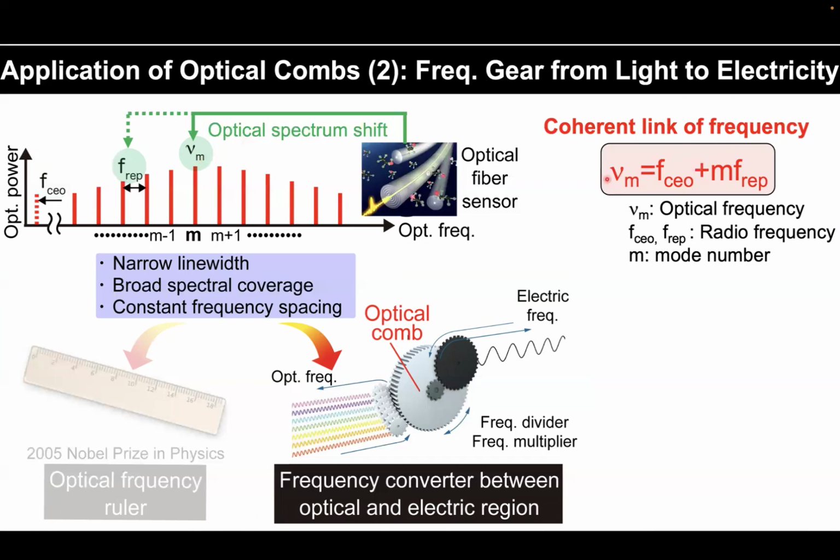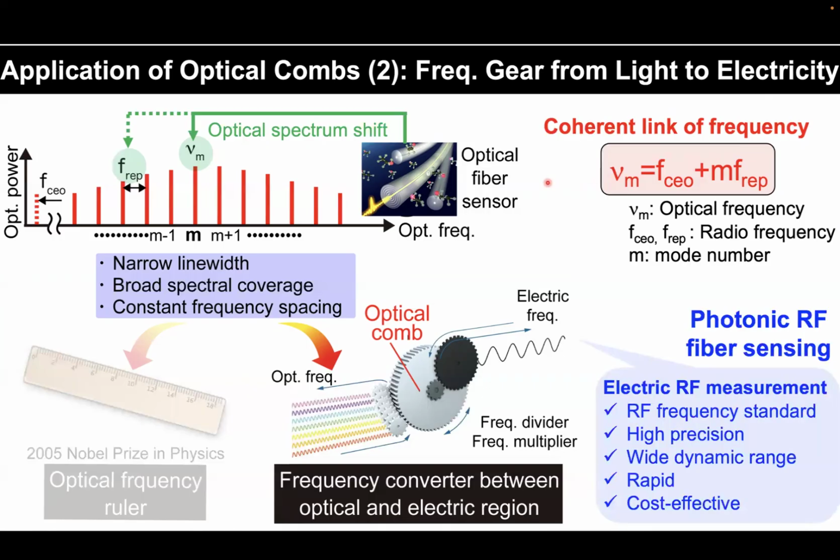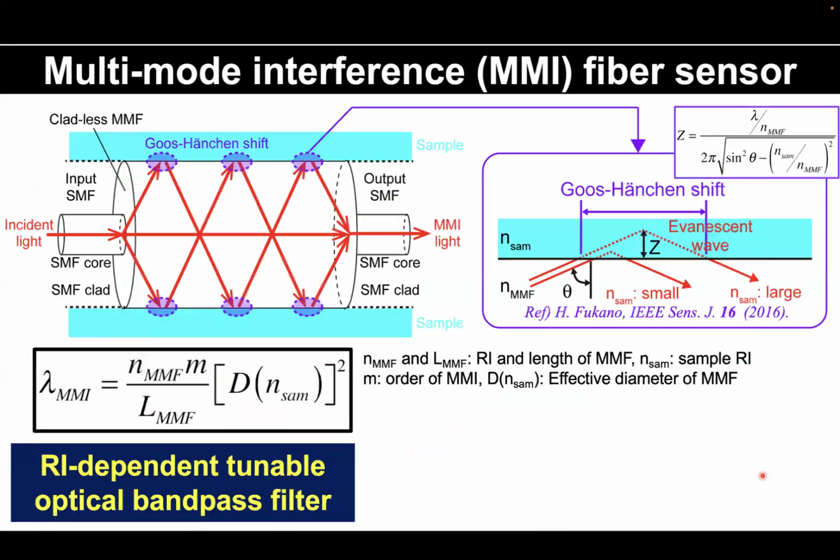In this case, the OFC can be used for the photonic radio frequency fiber sensor, benefiting from a matured technology of electric frequency measurement, such as RF frequency standard, high precision, wide dynamic range, rapid, and cost-effective. We apply this concept to the optical biosensing of SARS-CoV-2.